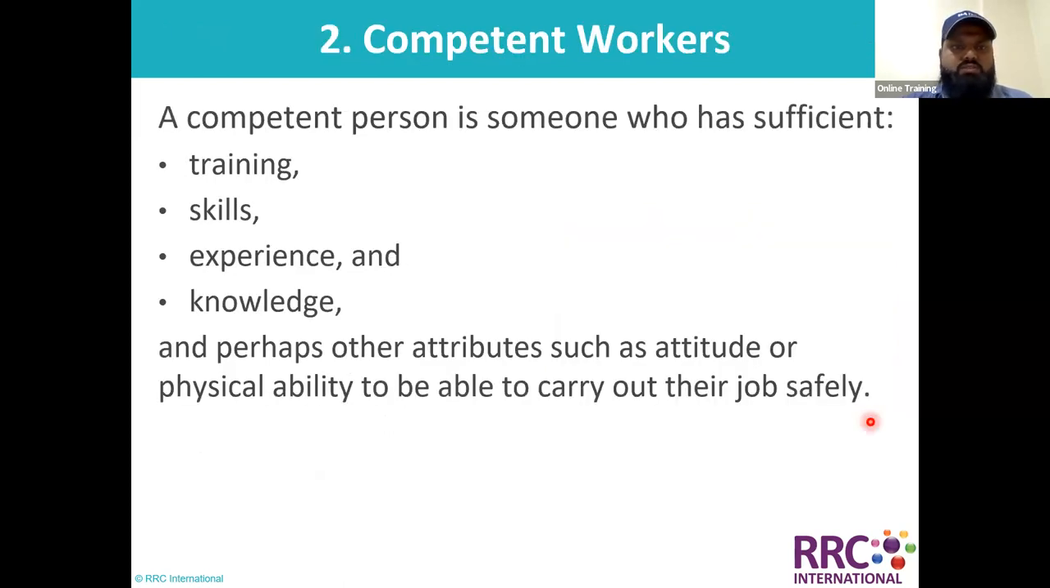Then we moved to the next factor, that was the competent worker. If we have competent persons who are trained and have knowledge, skill, experience, and ability to perform the job, then we will have a positive health and safety culture, because these people know how to do the job safely.